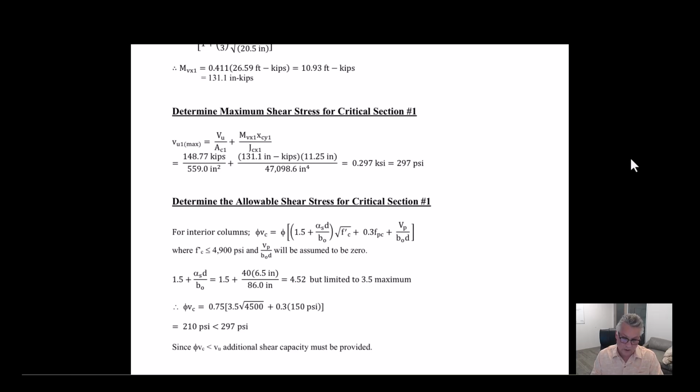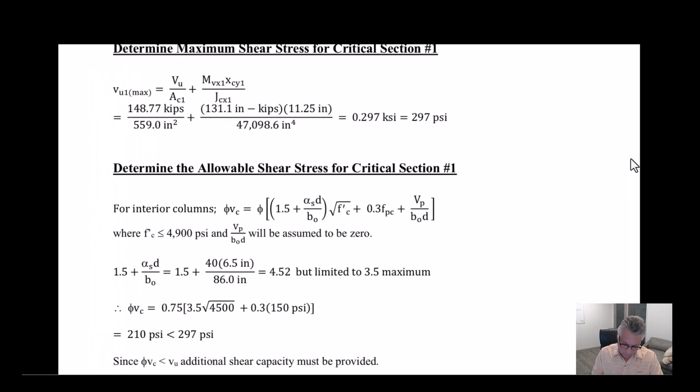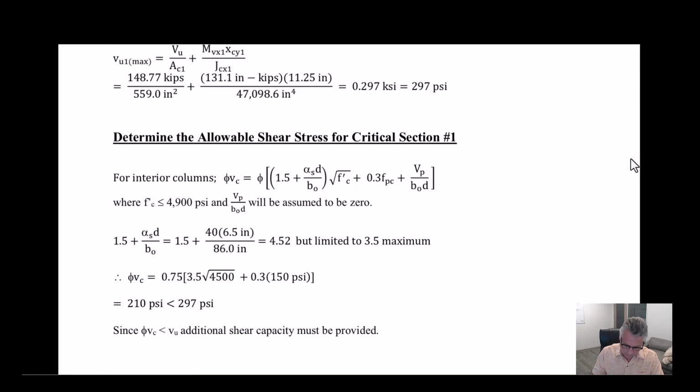The allowable shear stress for critical section number 1. Remember, we've actually gone through this before. There's two equations written in the code, but in reality, one of the equations says this, and the other one just has this replaced by 3.5. That wasn't pretty. And so the bottom line is you're just checking this equation, but this portion of it can't be taken greater than 3.5. And also, strangely enough, F prime C cannot be taken greater than 4,900 in this. I think a lot of people don't understand that or get that wrong in their calculations.